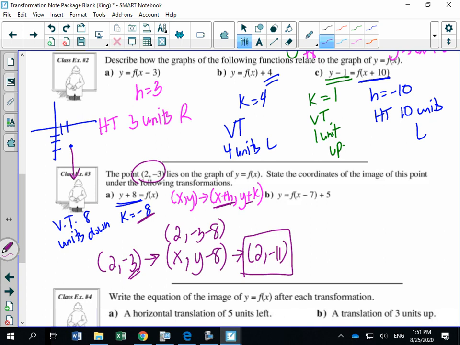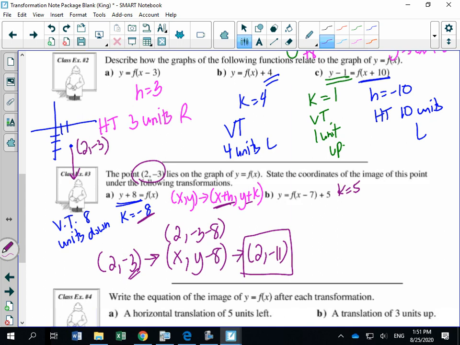That is your answer. Okay. Now, let's see if we could do this one. So take that coordinate, 2, -3. So let's write that down, 2, -3. They want us to take that and go 5 up. So our k value is 5. So k is equal to 5.